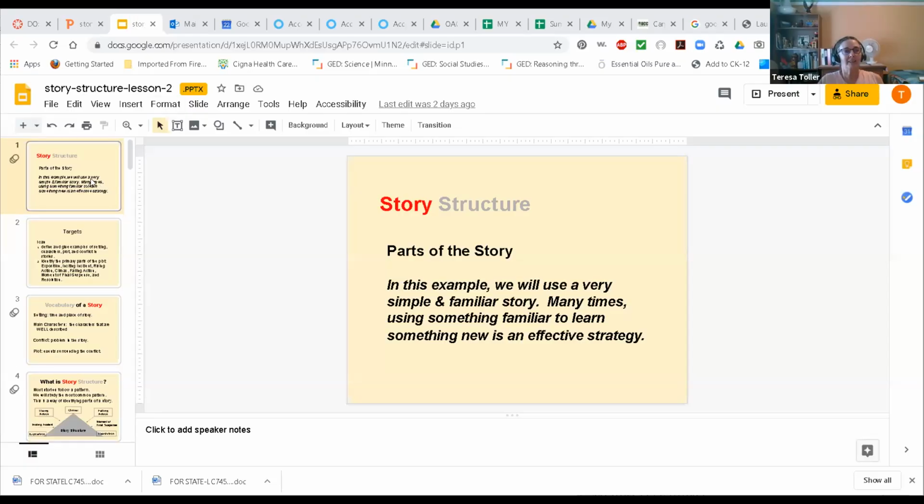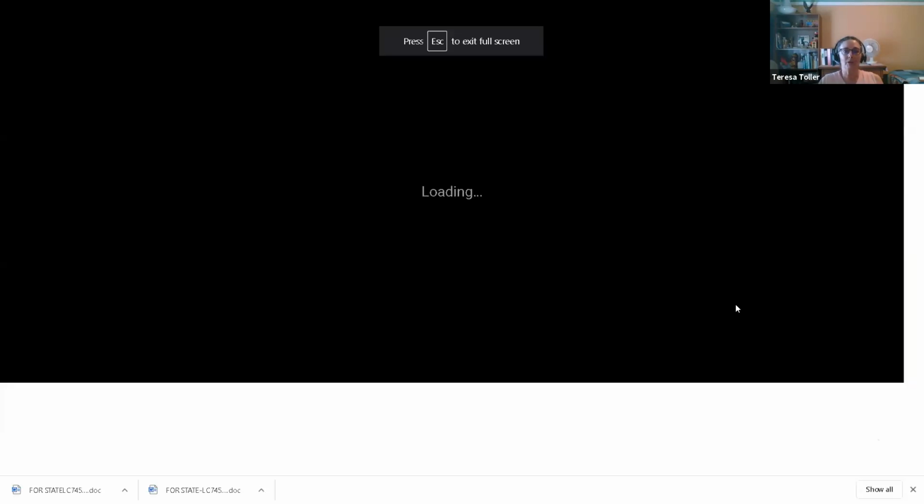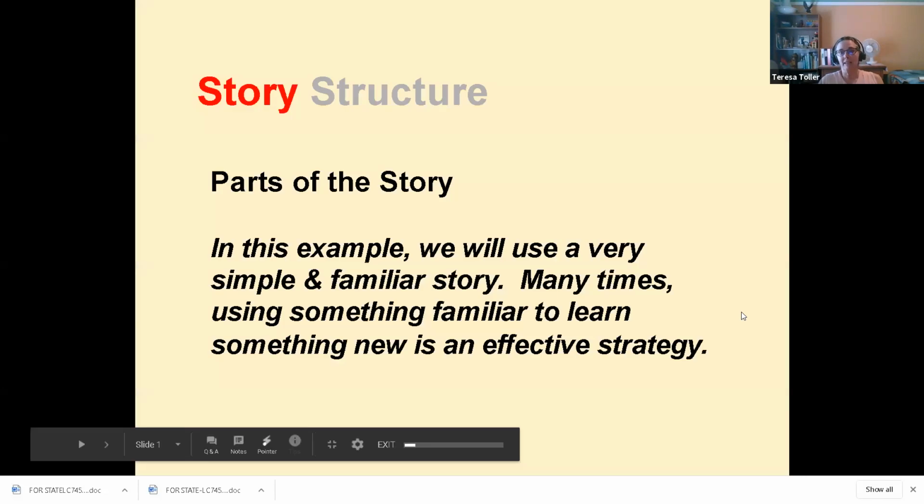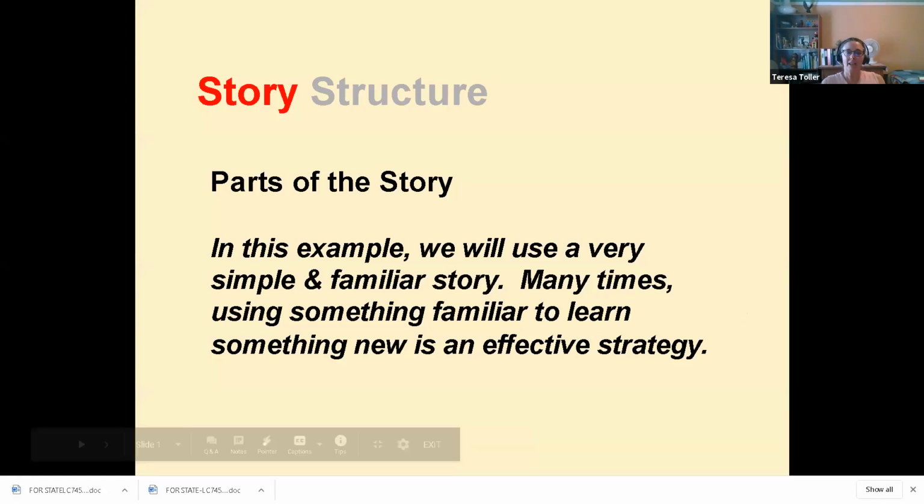Hi, today's lesson is about story structure, and primarily we're going to focus on the plot of the story or the elements of the plot. We will, though, introduce setting and characters as well. So we're going to use a very familiar story to many people, and that's the story of Cinderella. A lot of the time, if you use something that's already familiar in order to learn something new, it's a very effective way of learning.